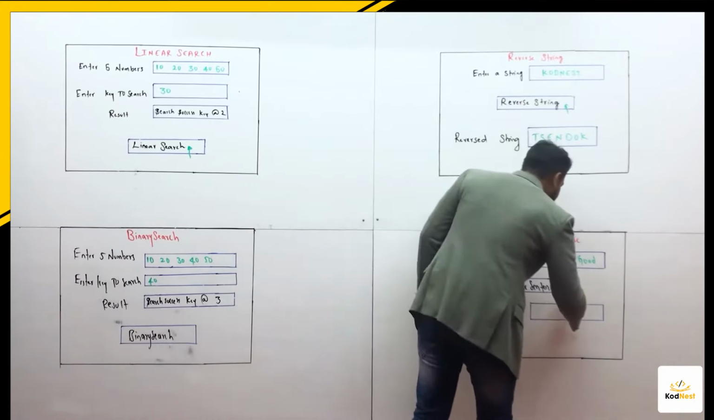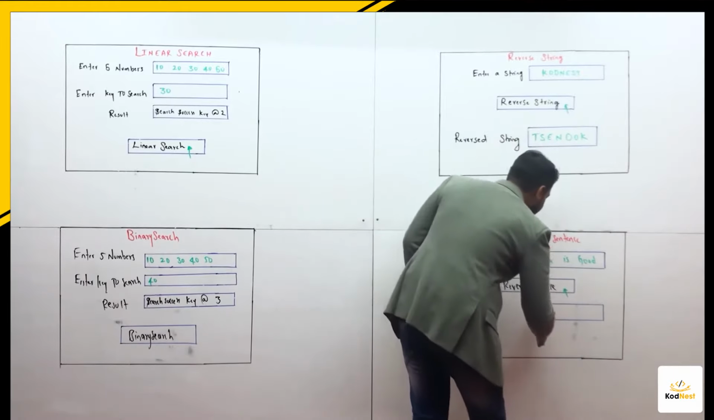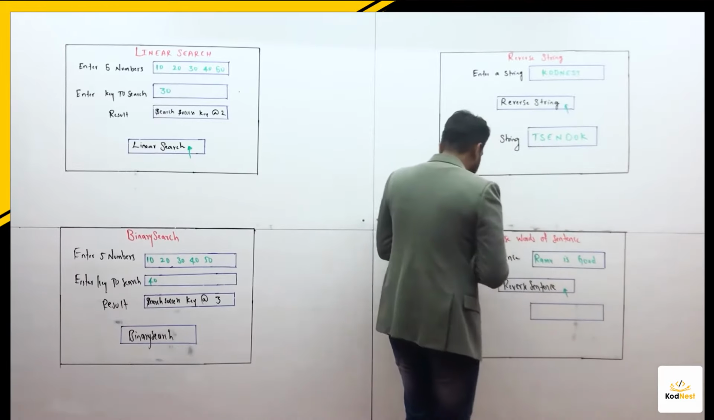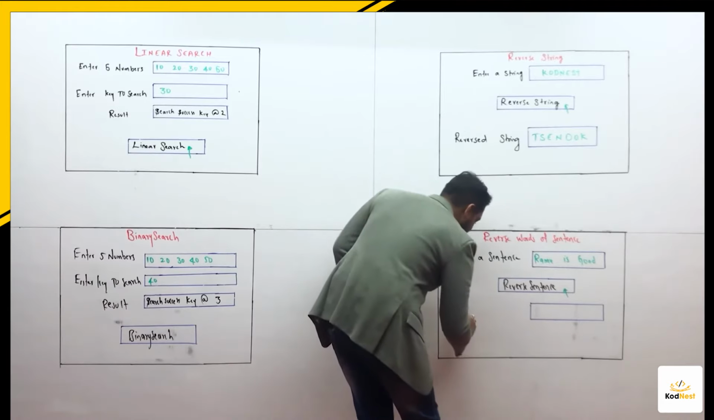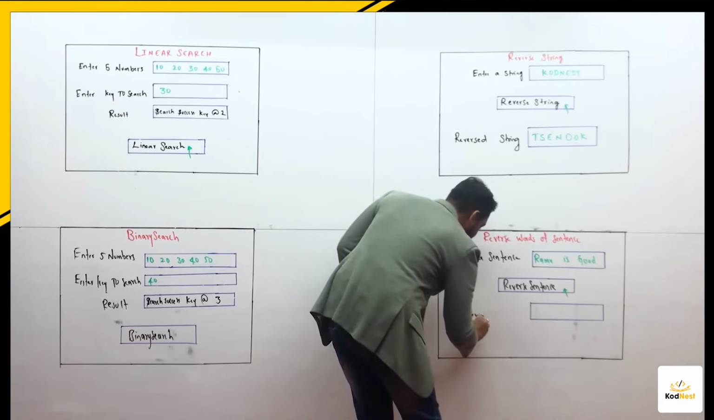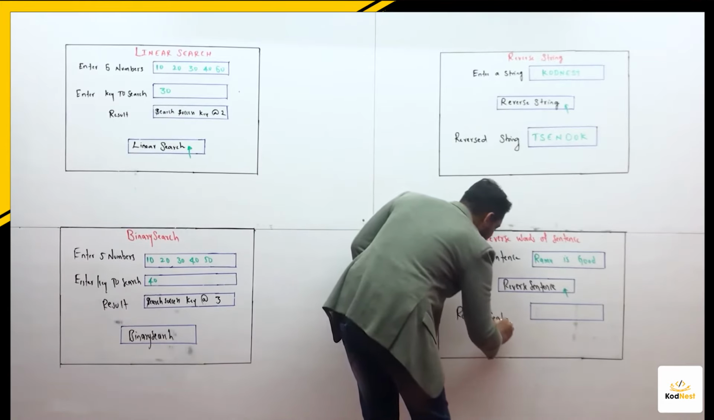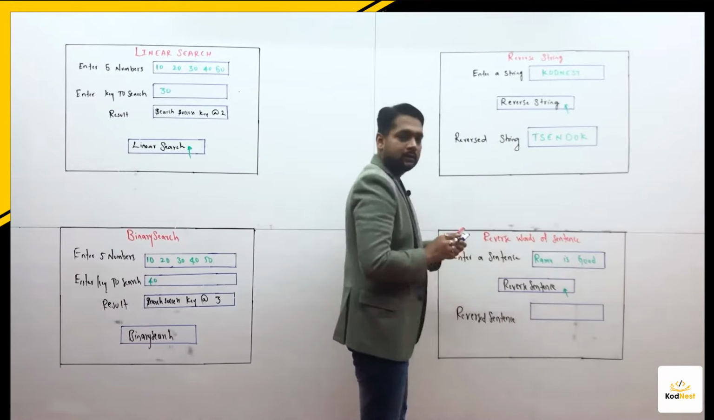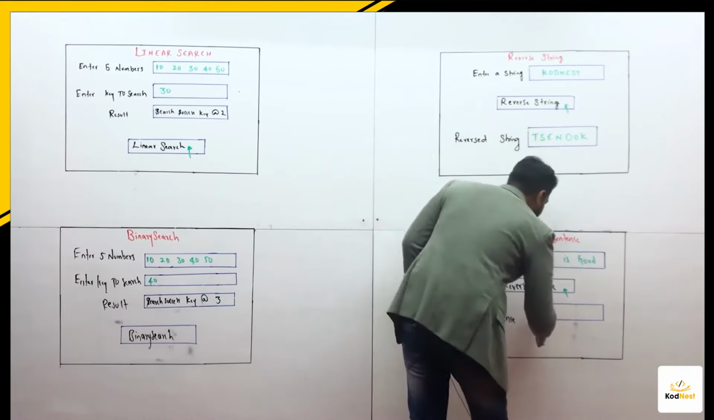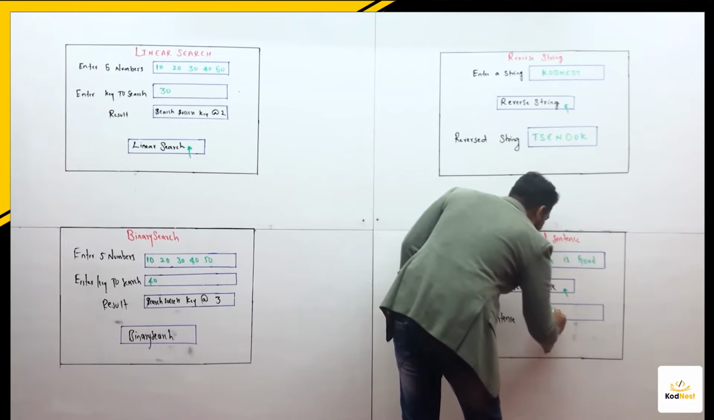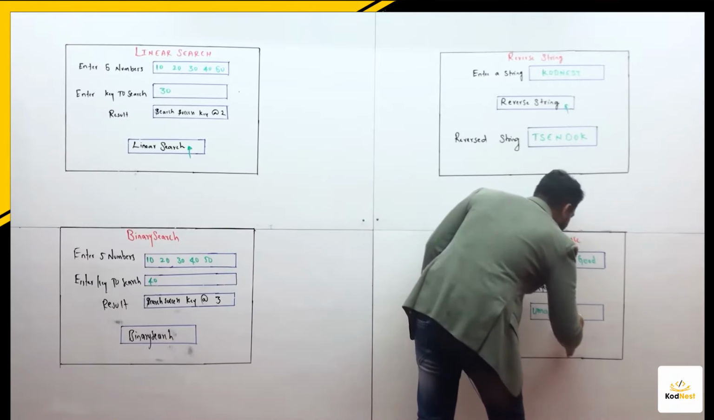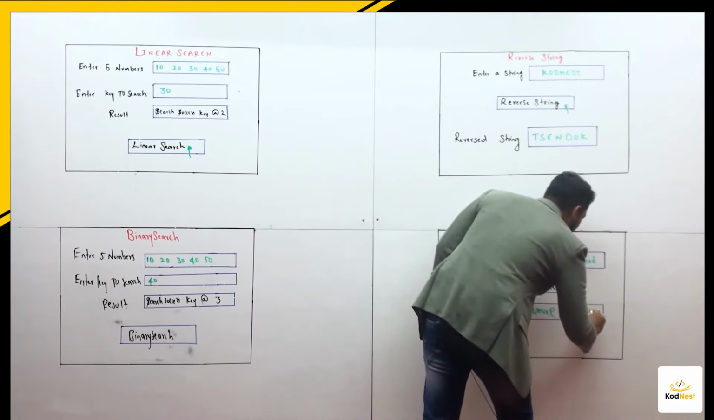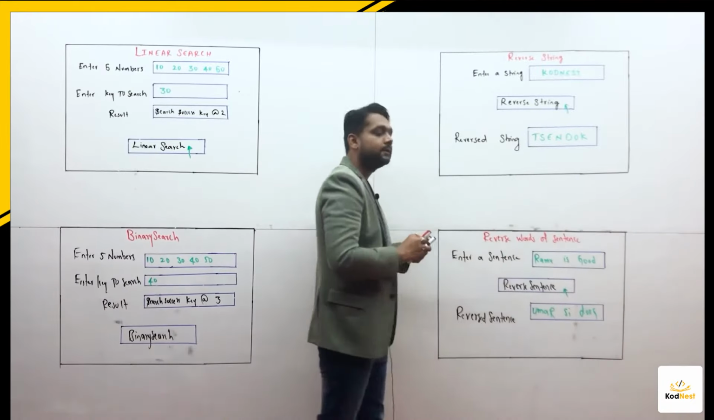If the user clicks on this button, you will have the output like this, with the label Reversed Sentence. Like this you have to give the output, GOOD IS RAMU, that should be the output.